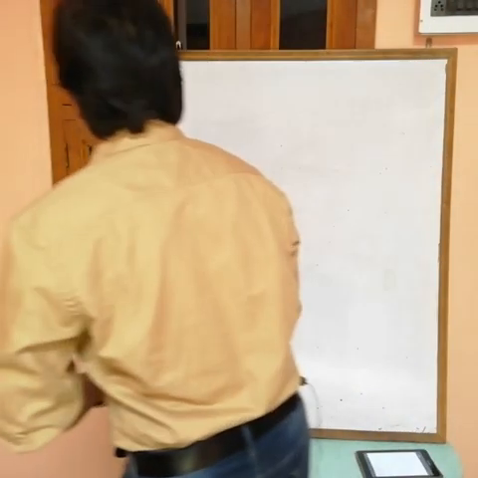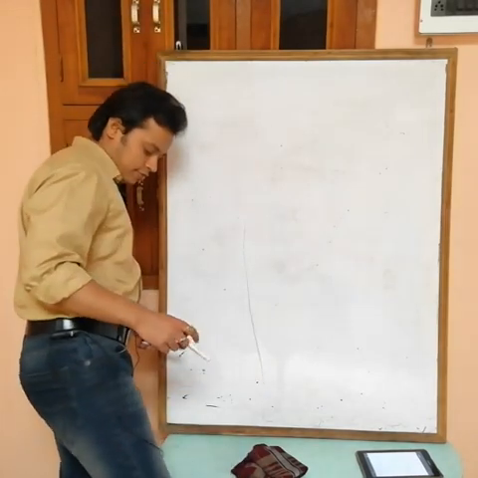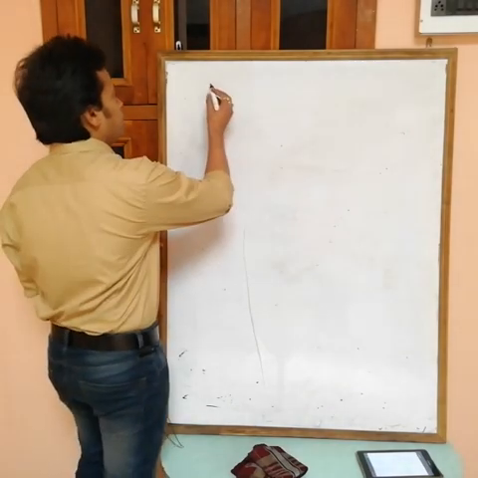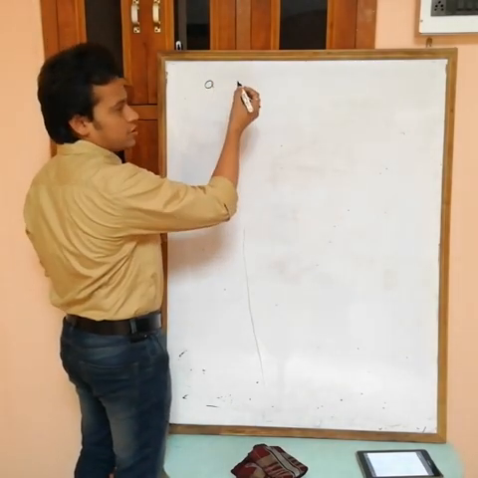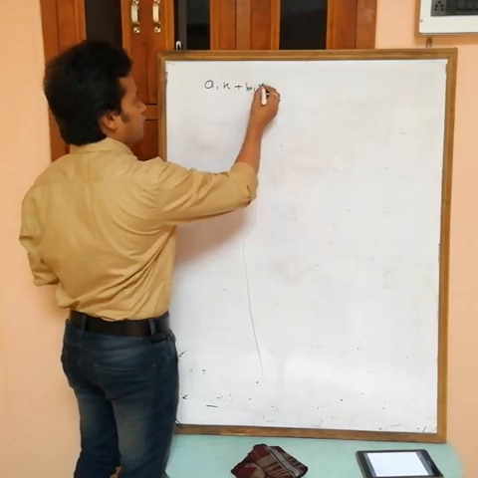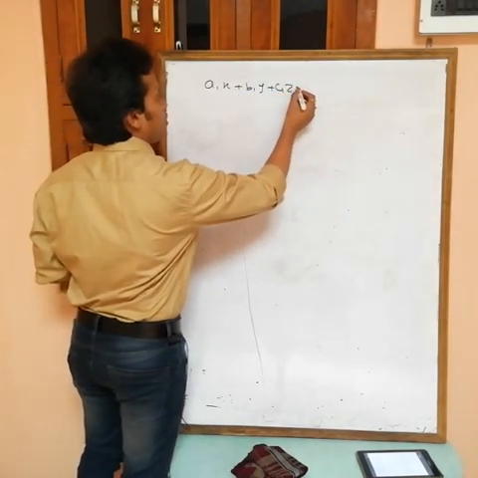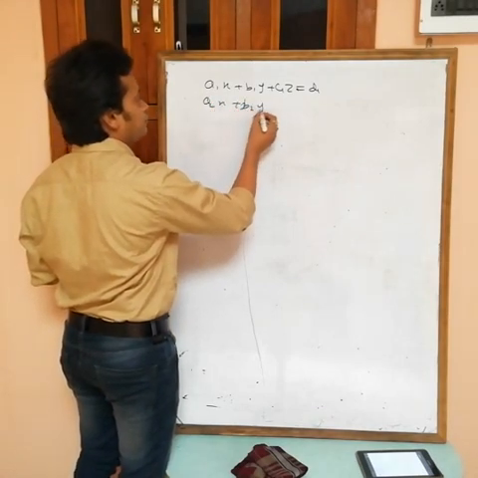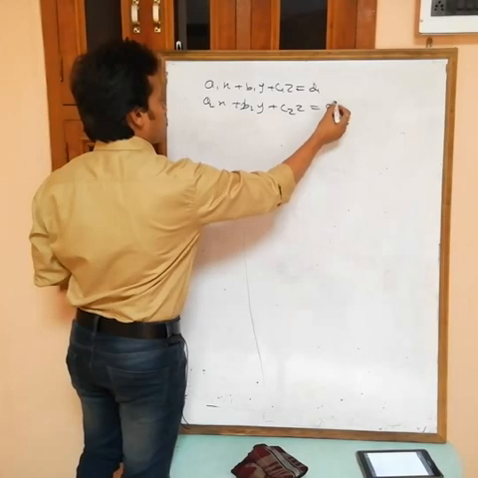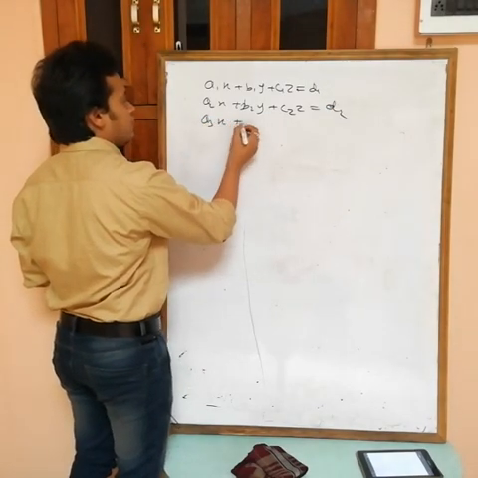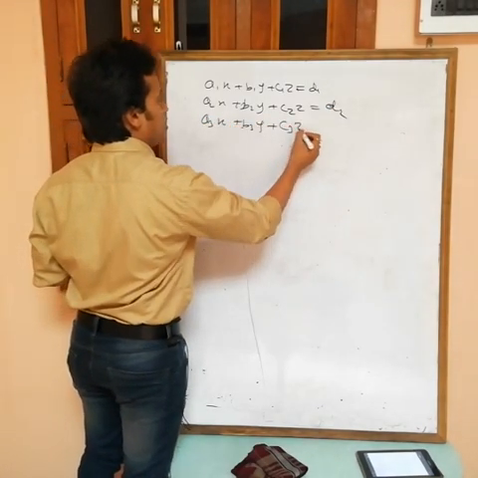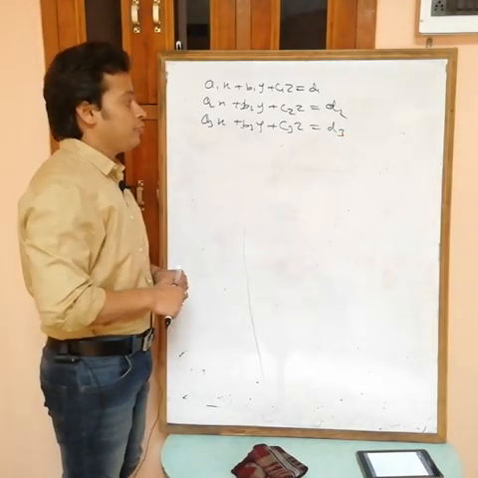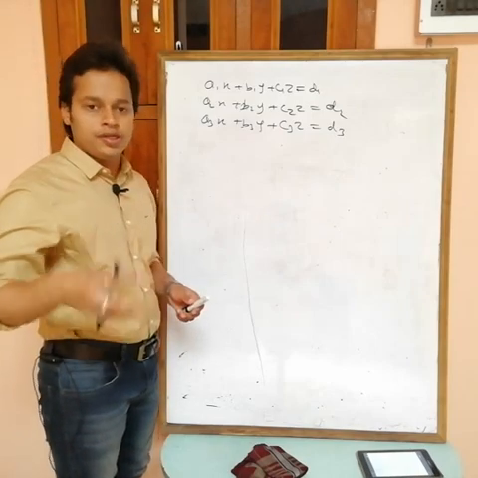Okay, the last topic was solution of system of equations by using determinants. It means Cramer's rule. So if you repeat, see here, if your system of equations is a1x plus b1y plus c1z equals d1, a2x plus b2y plus c2z equals d2, a3x plus b3y plus c3z equals d3, then you can solve the system of equations by using Cramer's rule or determinants.